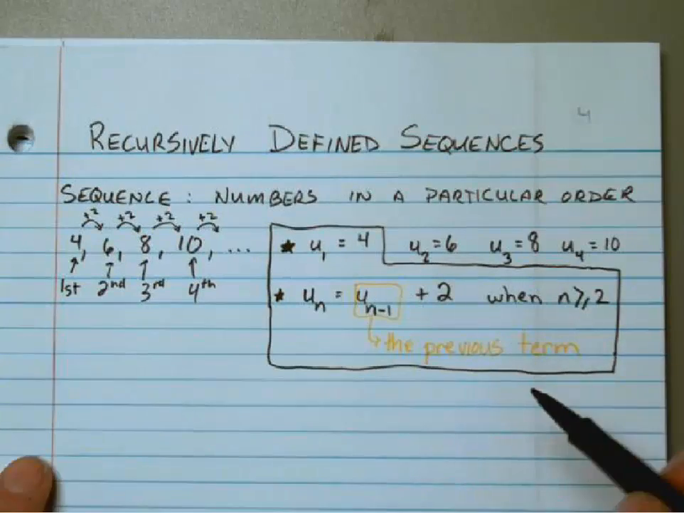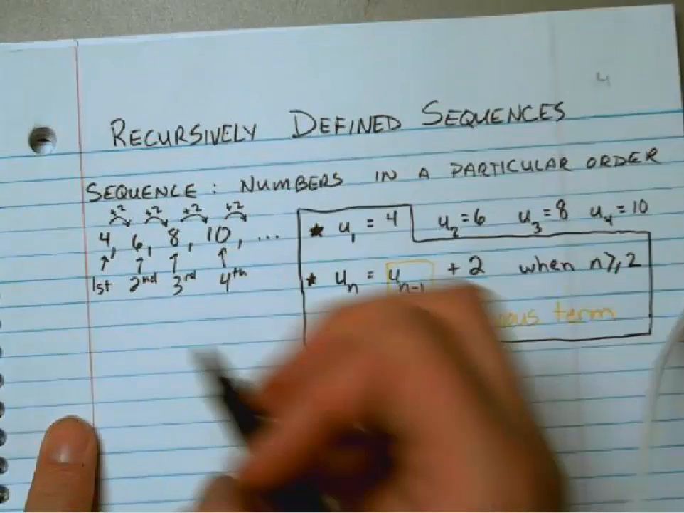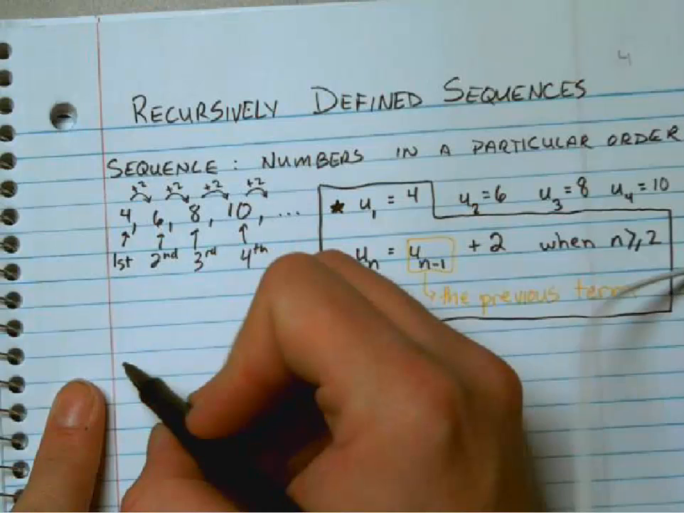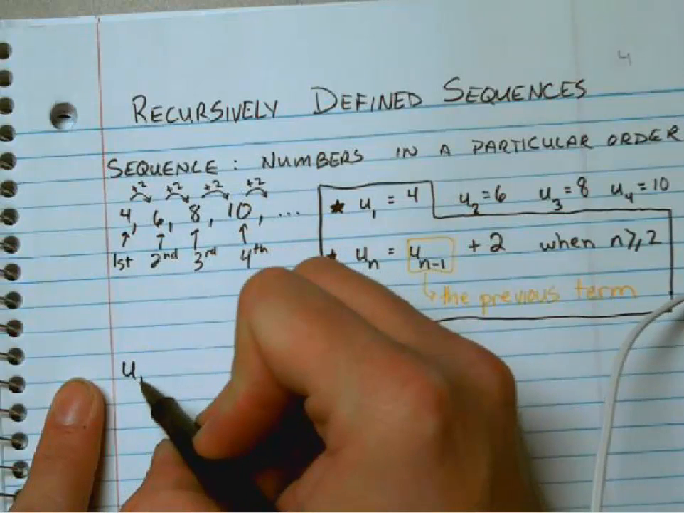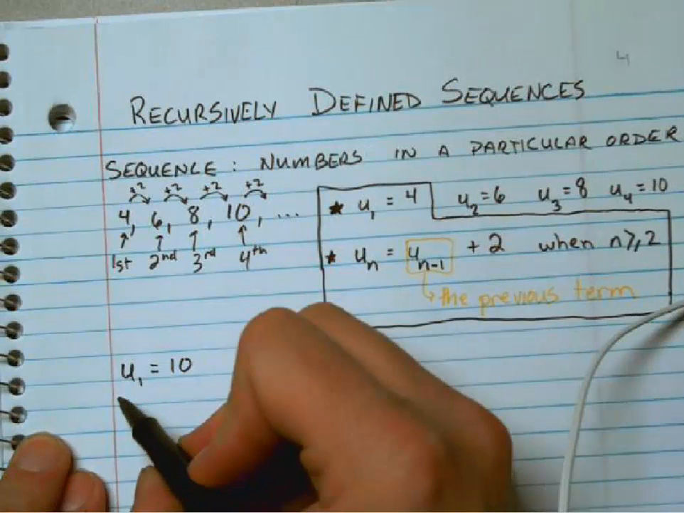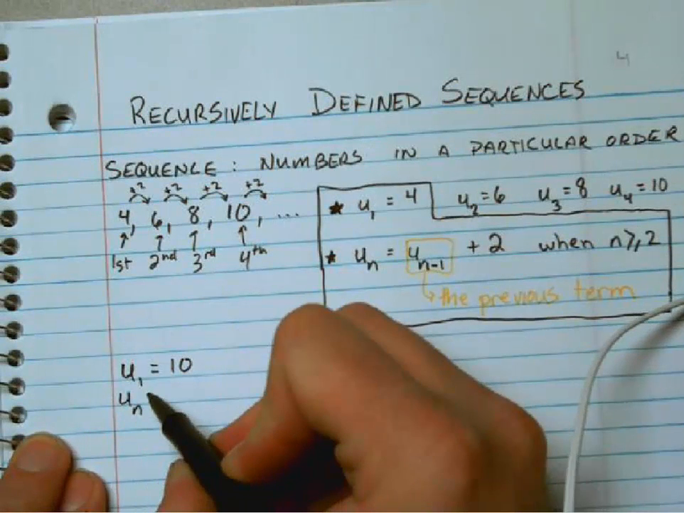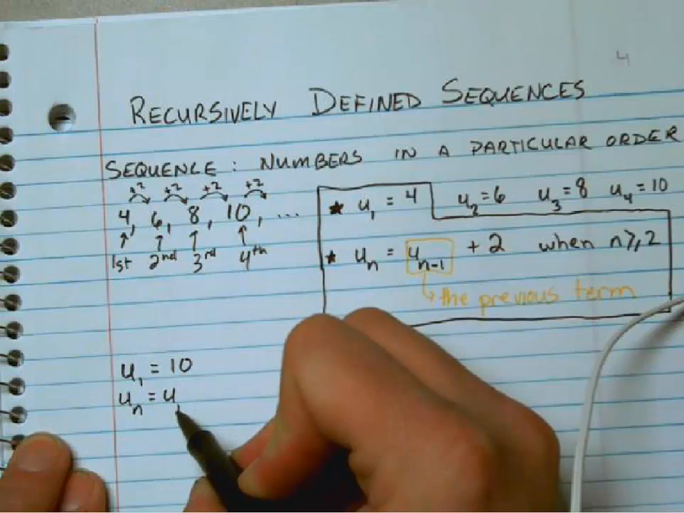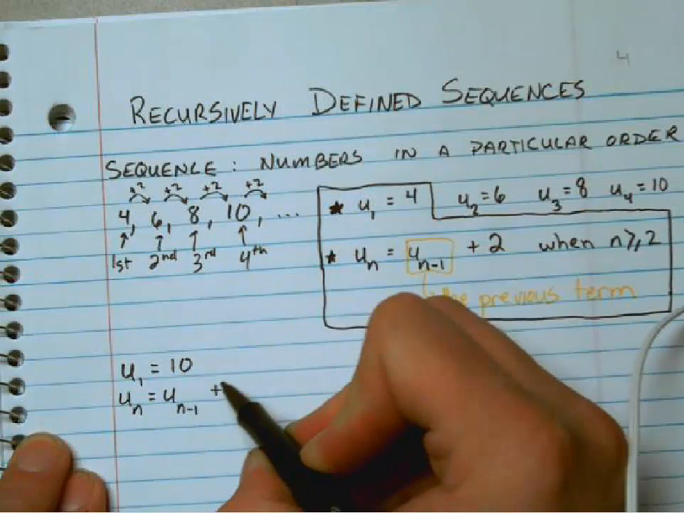So let's see how this works. Let's try to use a couple of rules to write a sequence. Let's say u sub 1 is 10, and u sub n is equal to u sub n minus 1 plus 6.